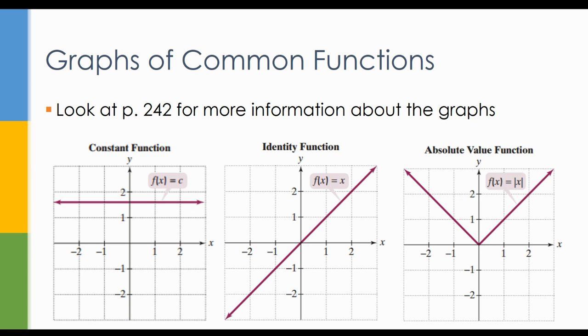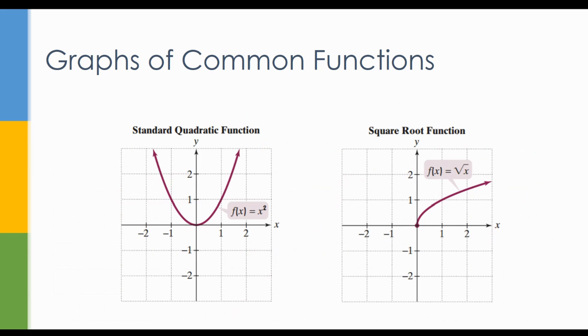We have absolute value functions. Okay, we've talked about those in chapter 1. Remember, it forms a V. We have our quadratic function, which is the shape of a U. So remember, quadratic is our degree 2, so our x squared.